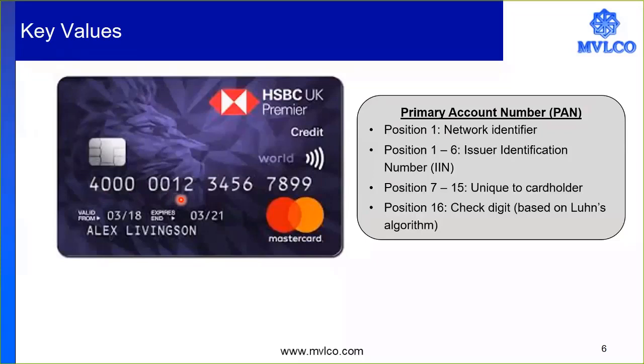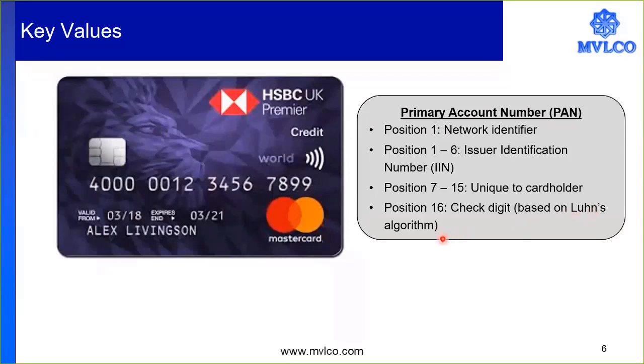Then from digit 7 to digit 15, as you can see 1, 2, 3, 4, 5, 6 till this 9, these are unique to a card holder. Alright, so each card holder or each primary account number would have all these digits as a unique field. And then we have the final digit, which is 9 again here, position 16, a check digit or checksum. Now generally this is computed based on Luhn's algorithm, L-U-H-N's algorithm.